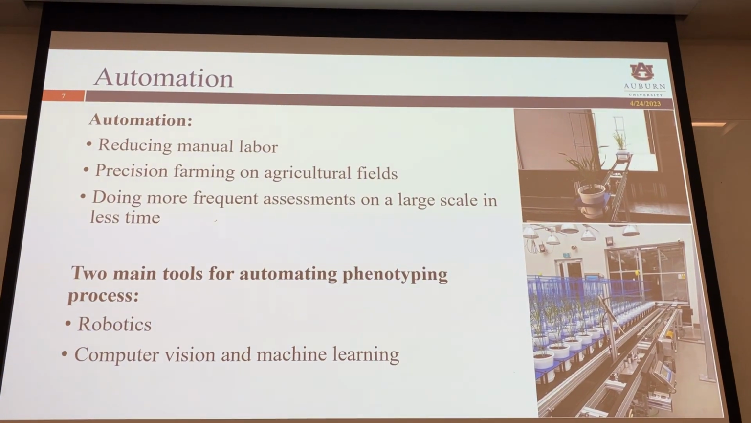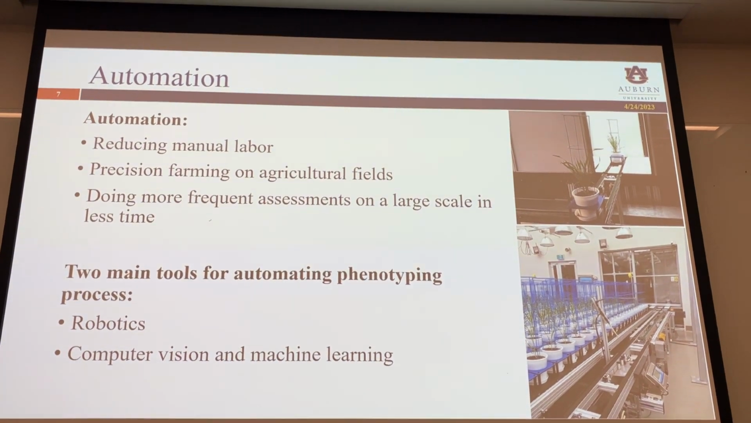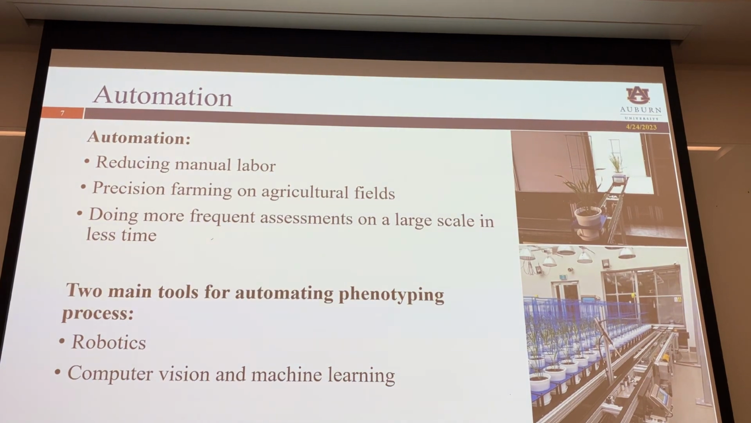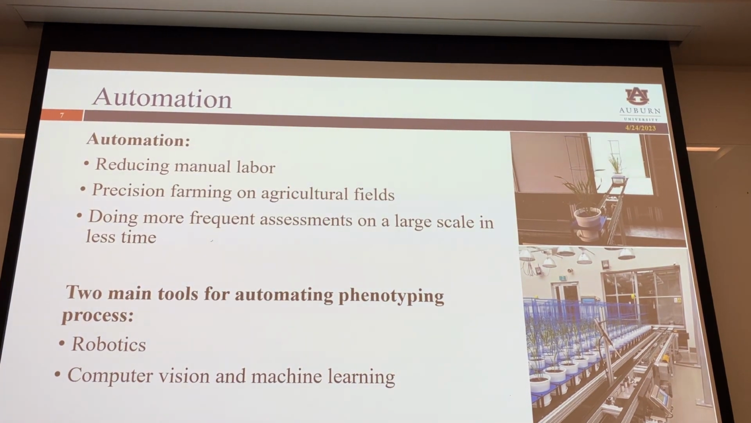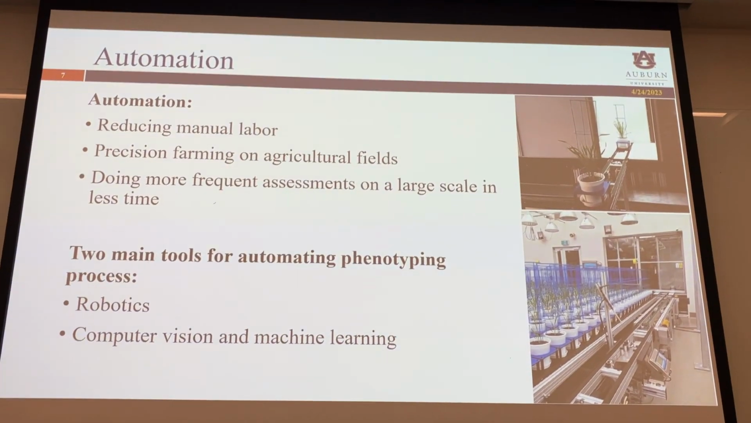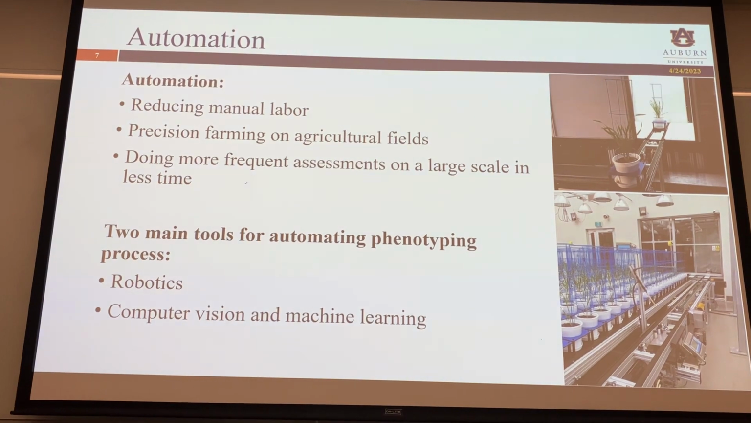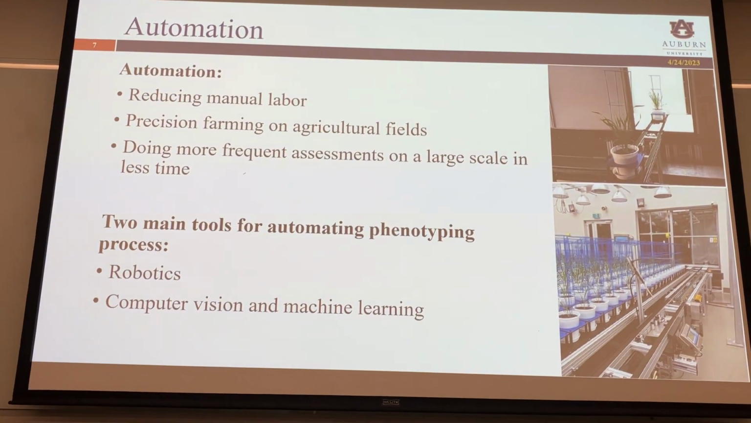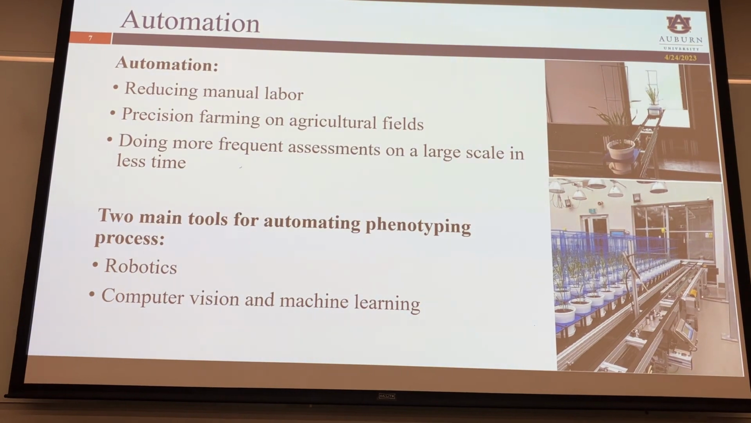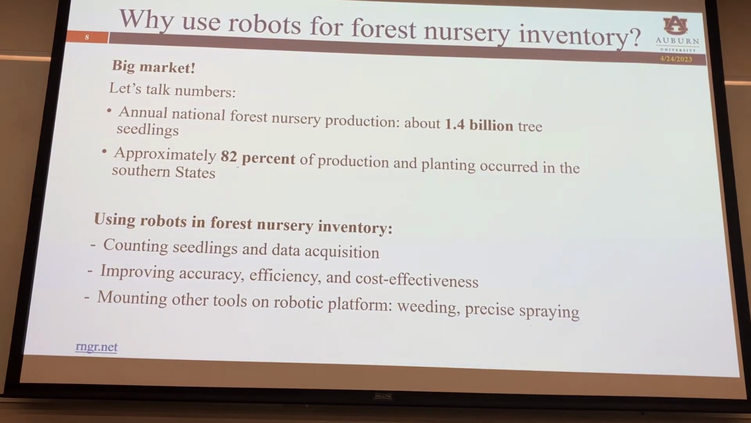And automation can be really helpful in inventory and phenotyping processes, reducing manual labor and at the same time increasing efficiency and letting you do everything at large scale and do agriculture with the same approach as we are using in industry. And the two big tools on that are robotics and computer vision.